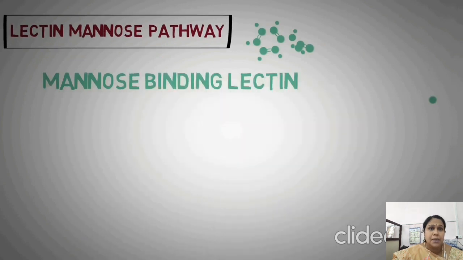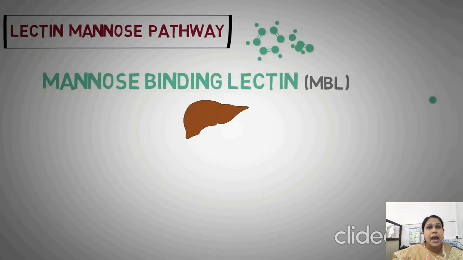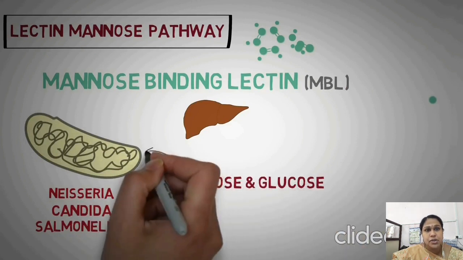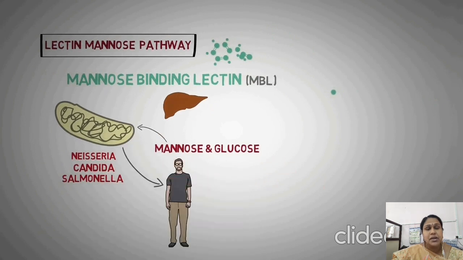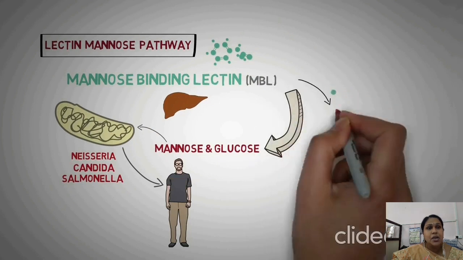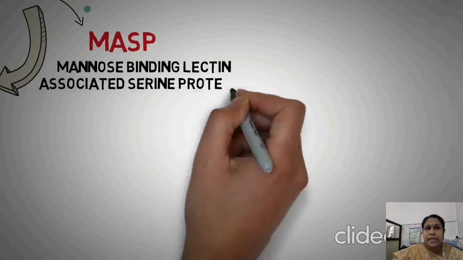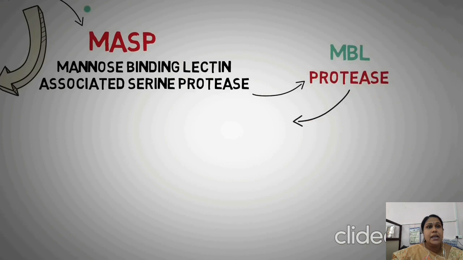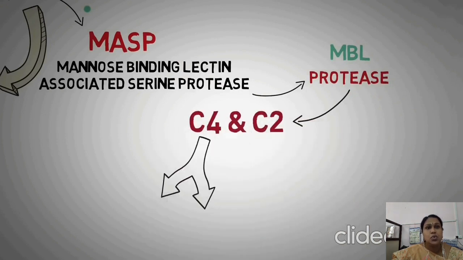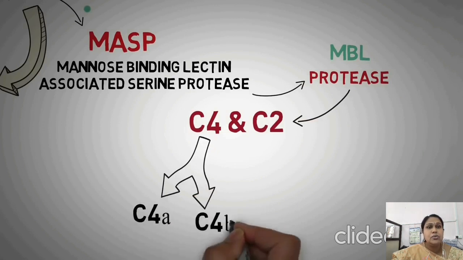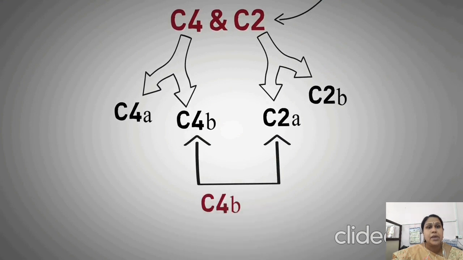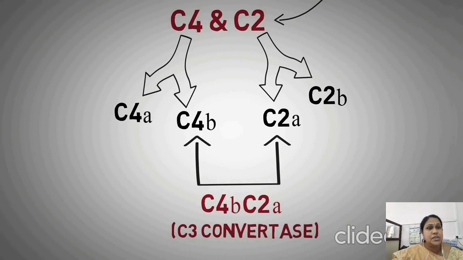In the lectin mannose pathway, mannose binding lectin, MBL, is the main triggering agent. Neisseria, Candida, and Salmonella have mannose sugar, while MBL is synthesized by the liver in human beings. This MBL is activated by MASP, which is mannose binding lectin associated serine protease enzyme. It combines with the MBL and cleaves C4 into C4A and C4B, and C2 into C2A and C2B. Now this C4B and C2A combine together to act as a C3 convertase. The rest you know from the classical pathway.